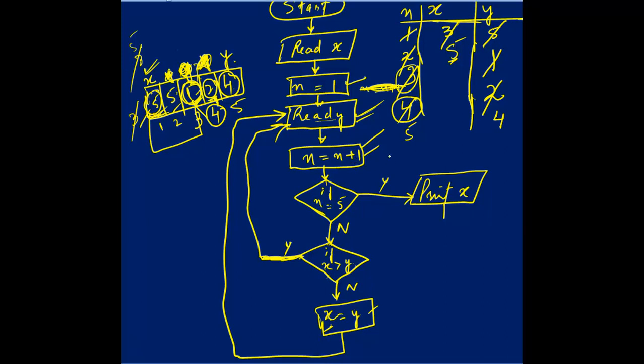Now it will check my value of n, that is 5. Now it will check here if n is equal to 5. Yes, my n is equal to 5 this time. So it will not go to the no section this time. It will move to yes. When it is yes, it will print x. What will it print? It will print x. So what is the value of x? The value of x is 5.